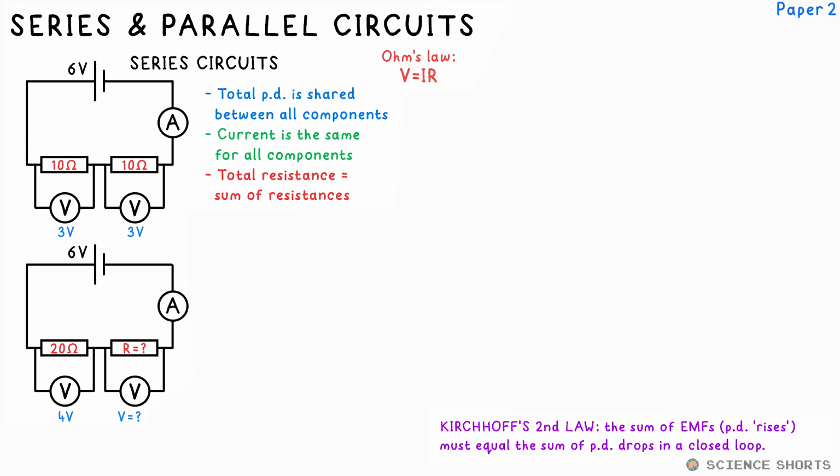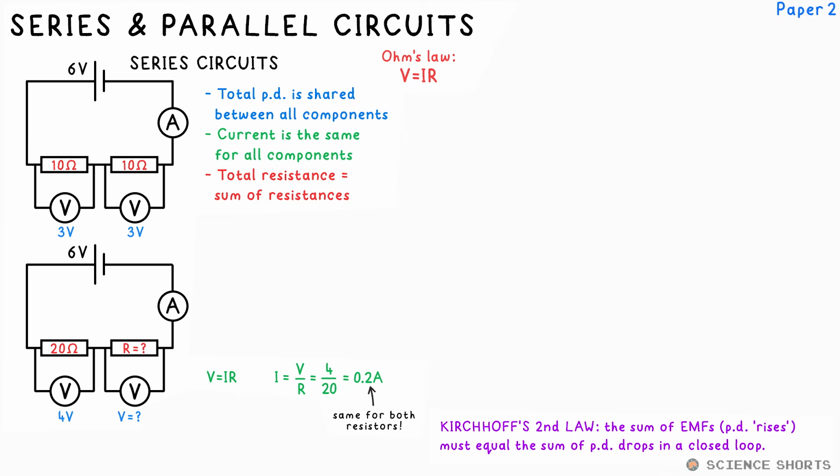Let's say that the first resistor is 20 ohms using 4 volts of the total 6 volts available. We know 2 things out of V, I, and R, so let's use Ohm's law to find out what the third unknown thing is, current in this case. Rearranging Ohm's law, we get I is equal to V over R, so that's 4 divided by 20, 0.2 amps. Same for the second resistor too.